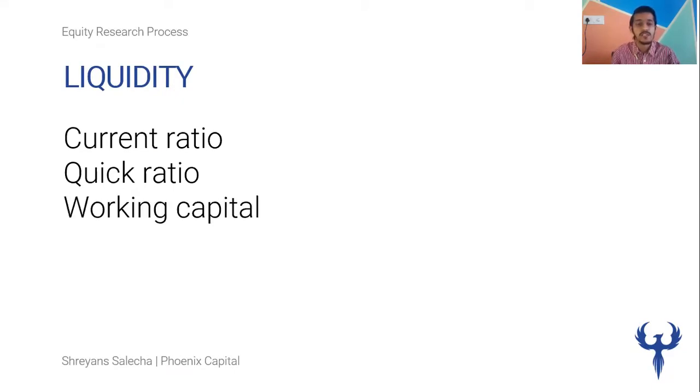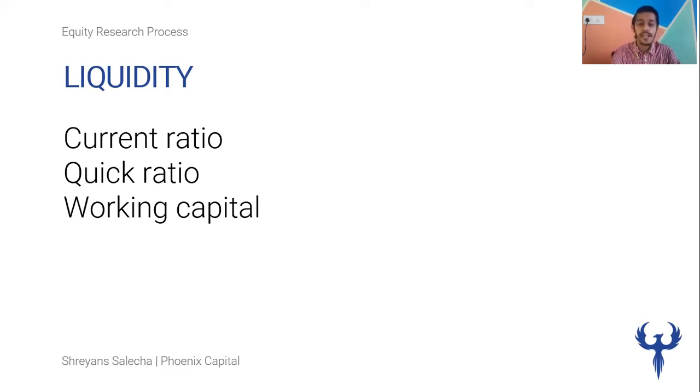The next one is working capital. It's not exactly a ratio, but it's an amount that we calculate. Working capital is the difference between current assets and current liabilities. So you subtract current liabilities from current assets, and that gives you the working capital. This basically tells you how much capital you have invested into the day-to-day functioning, into the short-term working of the company per se.